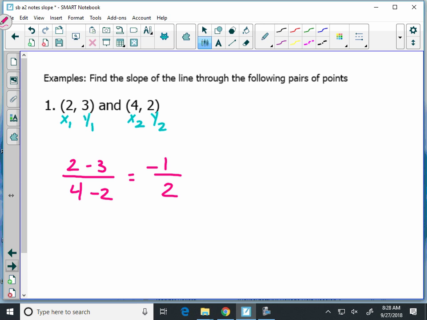Can 1 over 2 simplify? No. We leave it as a fraction. Don't throw it in as a decimal. Leave it as negative 1 over 2. Questions over that?